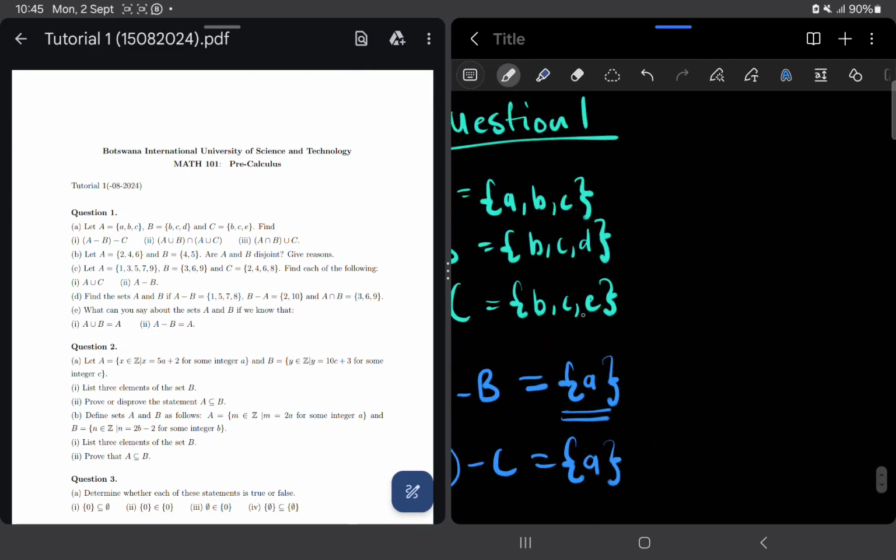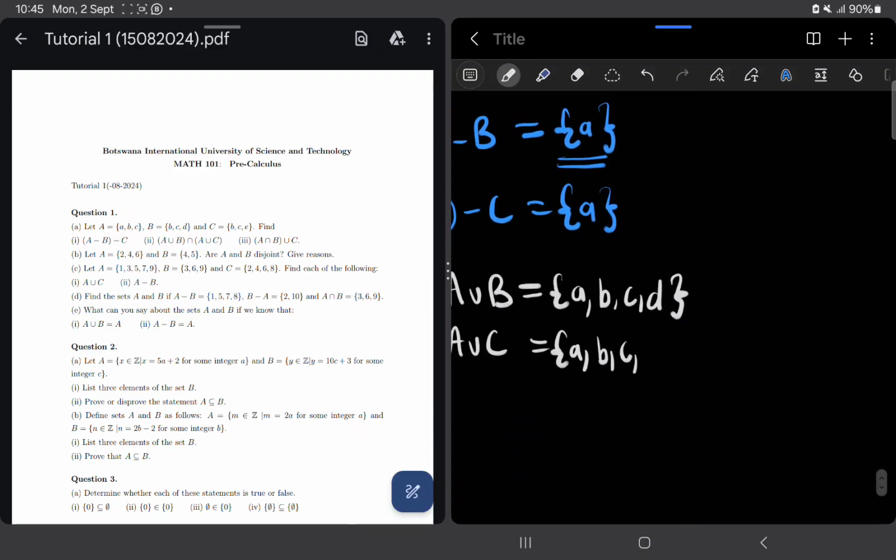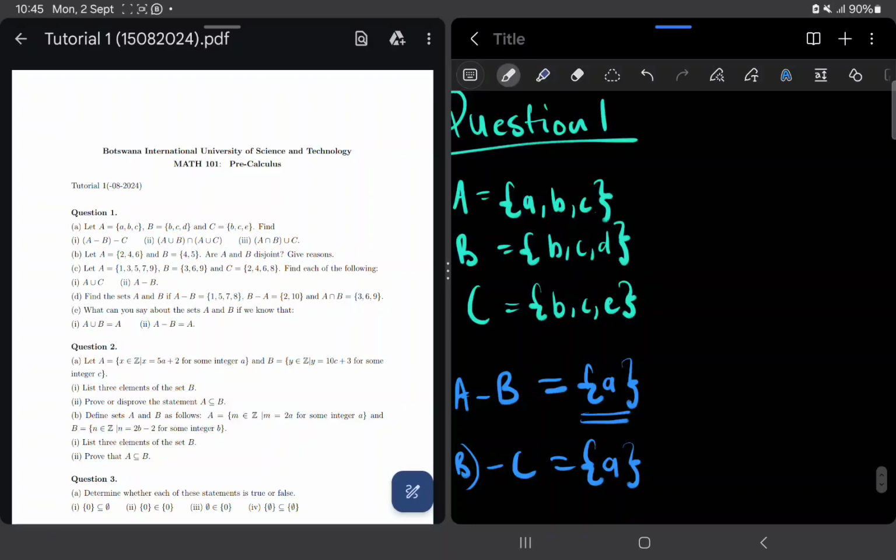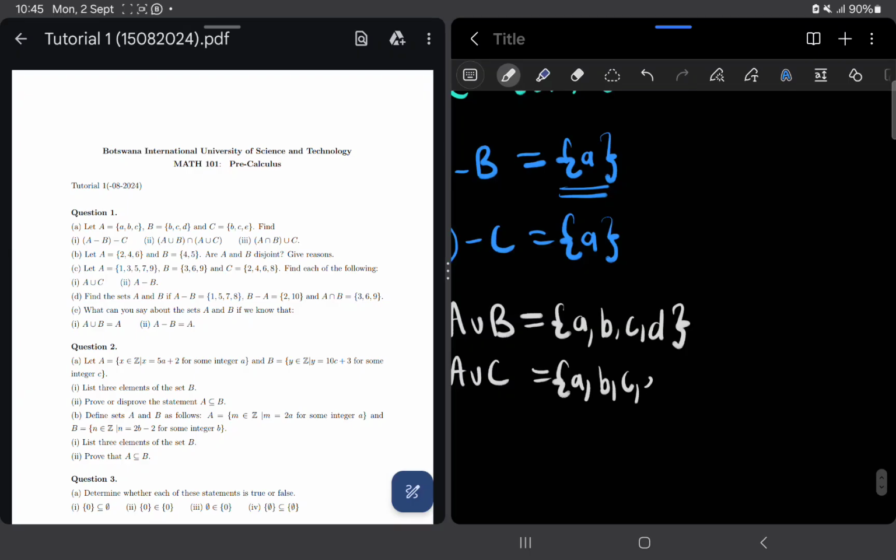Then D, sorry, D, is it there in either one of them? No, we leave it. It's not there in A and it's not there in C. Then we go to E. E, is it there? Yes, it's there in C, so we put E. Then you are done. This is going to be everything.